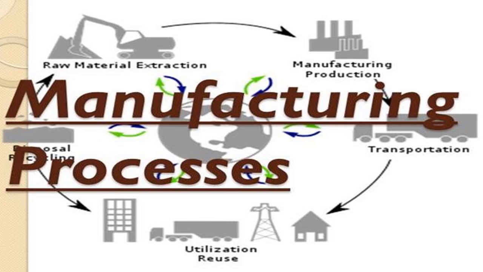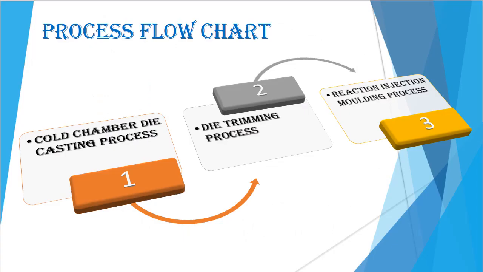For the manufacturing process of steering wheel, there are three main steps used to produce a steering wheel. So this is the process flow chart used to produce a steering wheel. The first process is cold chamber die casting process. When the shape is formed, it will go to the die trimming process and then move to reaction injection molding process.